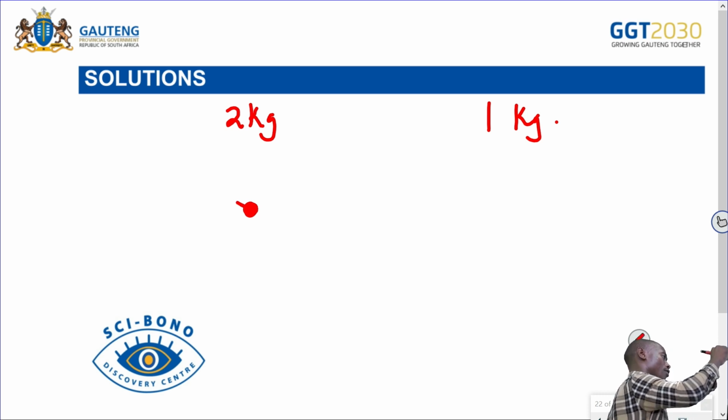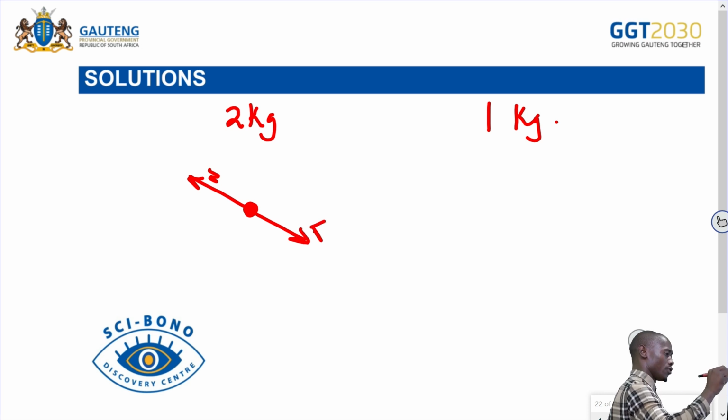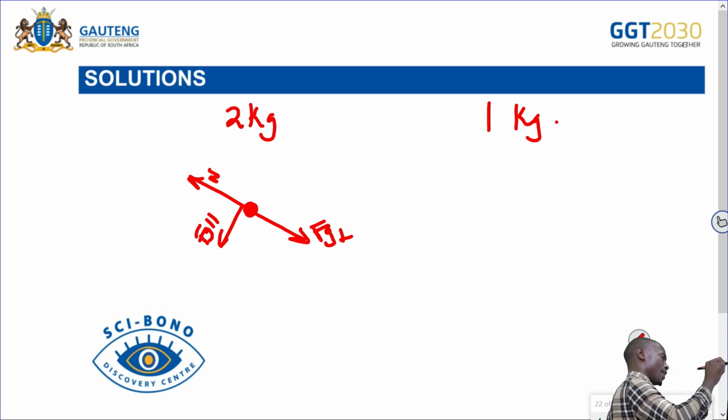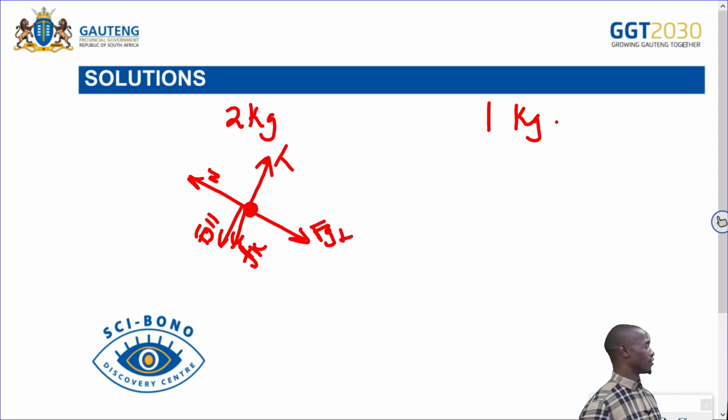So it's the normal force, Fg perpendicular, Fg parallel, and kinetic friction. And then the tension is acting up the slope.